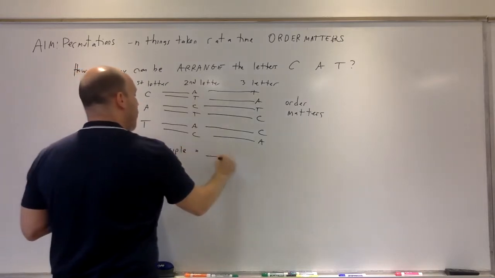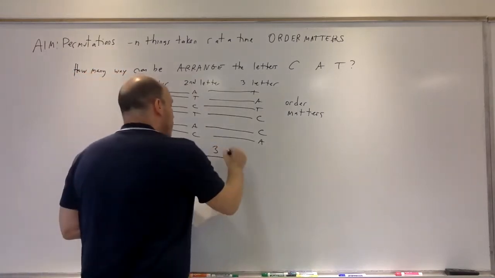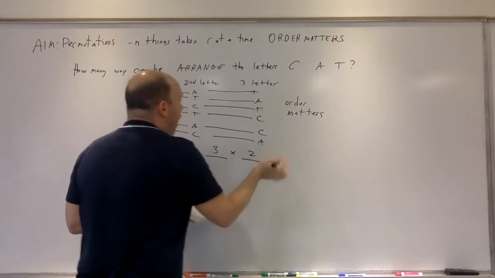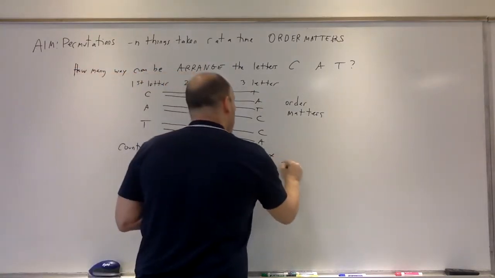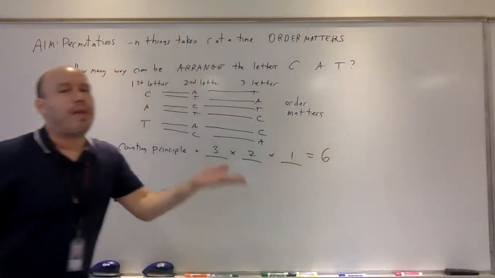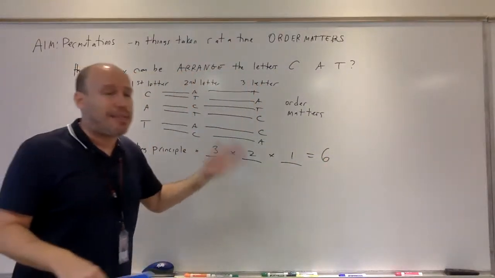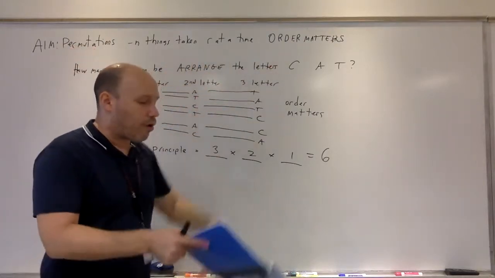And so by the counting principle, we said there were 3 letters for the first choice. For the second, there were 2 options for the second letter in the word. And there was 1 option for the last letter, so there were 6. Now, some of you are saying, that's easy to try, I could figure that out, but that's the idea. There's 6 ways to arrange the 3 letters.